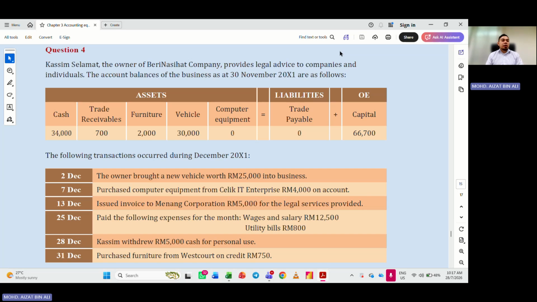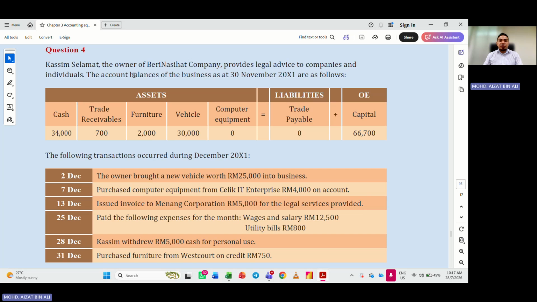So in this recording, we are going to discuss exercises from chapter 3. I will explain the steps, how to complete the exercises, and also the explanation. So let's start with question number 4, from your textbook.